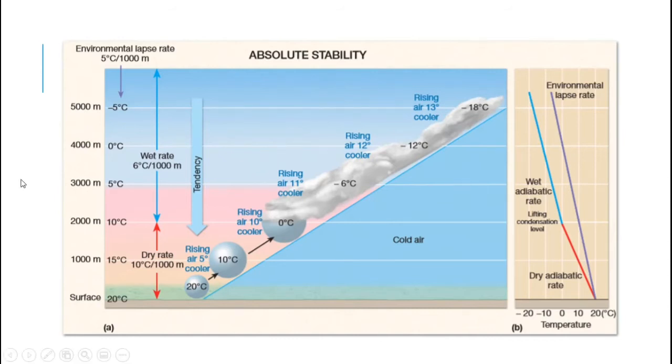Ano nangyayari dito? So, you have here, at 20 degrees Celsius, pag sinabi natin environmental lapse rate, yun yung environment niya or the surrounding temperature. You have from 20 at 1,000 meters, minus 5. It's minus 5 again, minus 5, minus 5, minus 5. But looking at this, at dry rate, we have 10 degrees Celsius per 1,000. So you can see here, at 20 degrees Celsius, bababa siya ng 10 degrees Celsius. So it will become 10. So yan. This has lower temperature compared to this.